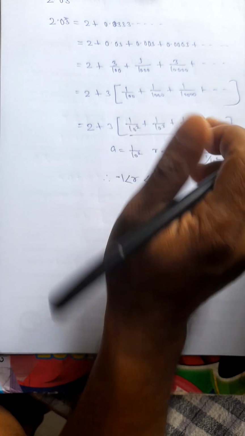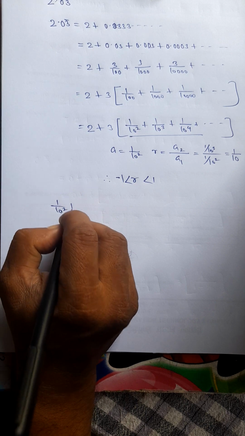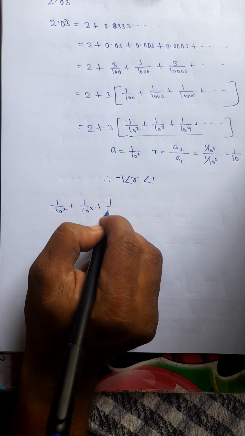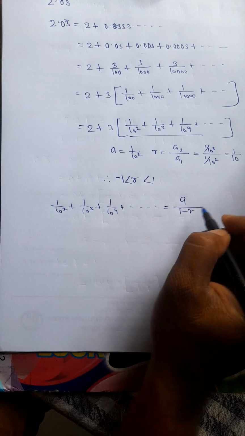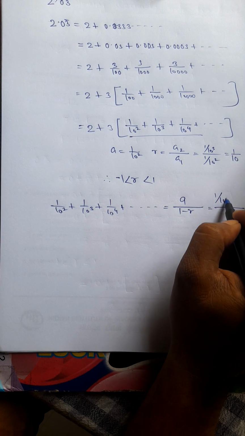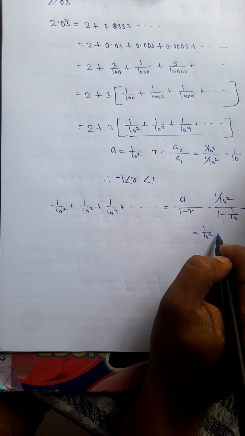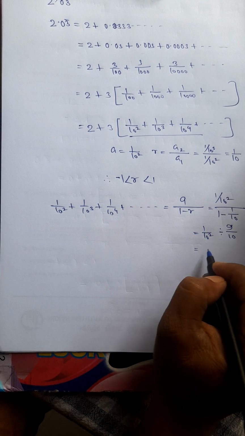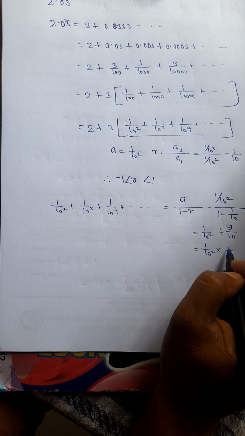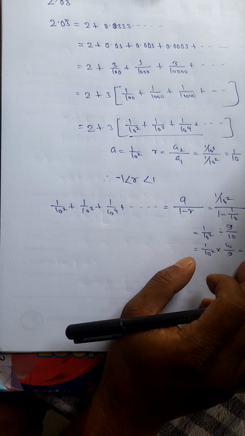You can find the sum of this series. So how to find this? 1 by 10 square, 1 by 10 cube, 1 by 10 to the power 4 and so on. So sum of this series will be a divided by 1 minus r. Here a means 1 by 10 square, 1 minus r, r means 1 by 10. So it is 1 by 10 square divided by 9 by 10. So it is 1 by 10 square multiplied by 10 by 9. So it is 1 by 90, right? So sum of this series is 1 by 90.